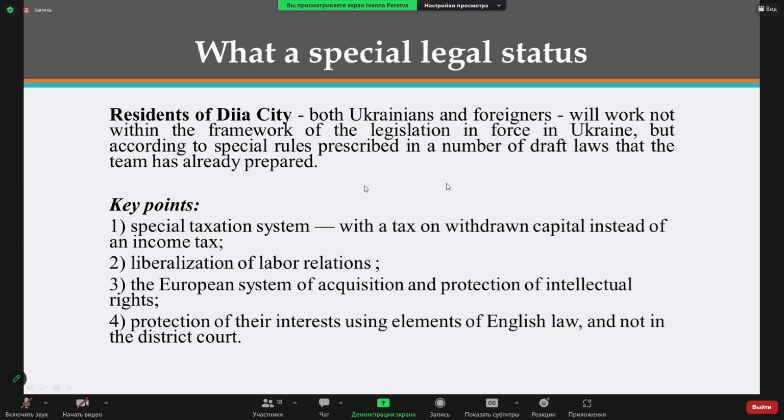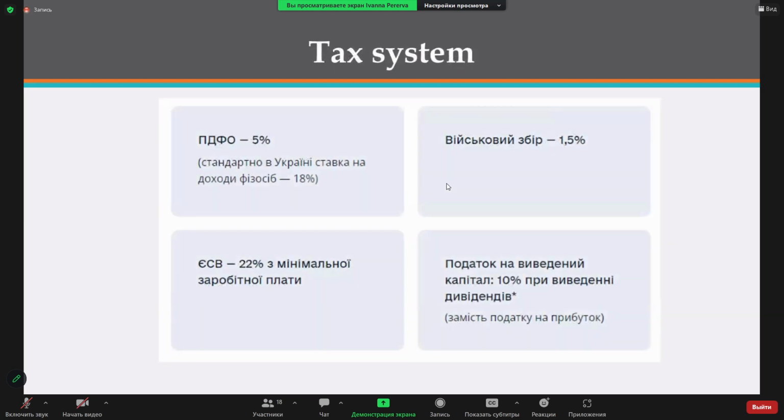So, Dia City is like a special environment for our IT specialists and companies. As we told before, the tax system for residents will be special, and detailed information about this you can see here. First one, personal income tax will be 5%. In Ukraine, it's 18%. Military tax the same. Single social contribution the same.